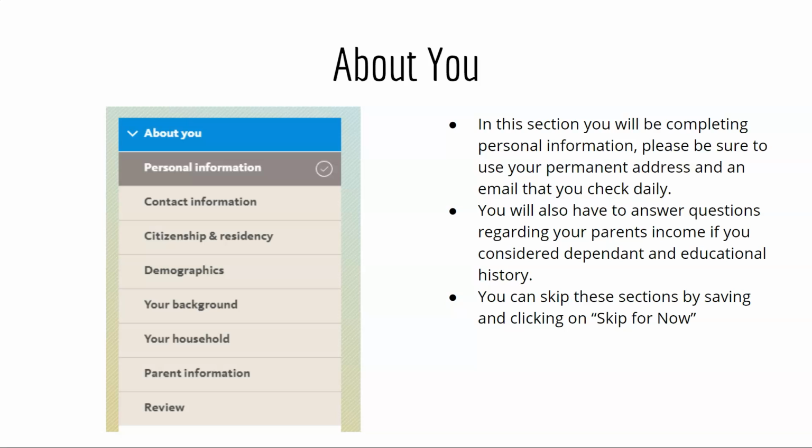The next section of the application will ask for some personal information, including about your and your parents' income. It's important to answer this correctly because it's what's used to determine if you qualify for an application fee waiver as well as possible university-based scholarships. Make sure that you put a permanent address and an email address that you check regularly. If you want, you can skip this section for now and return to it later.